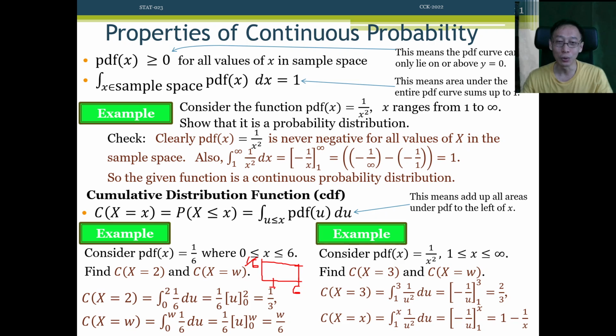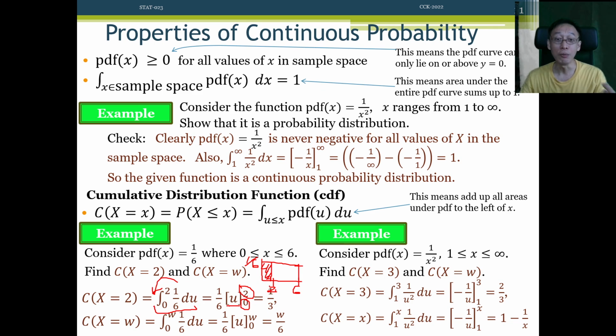So to get the CDF of 2, we need to integrate from left to right and stop at 2. So we do that from 0 to 2, the PDF. The PDF happens to be just a constant. After integrating, we can take the constant outside and integrate 1. The integral of 1 du is just u itself. So u minus u. We put a 2 in the first u and a 0 in the second u, right? So what we get is 2 over 6, which is 1/3.